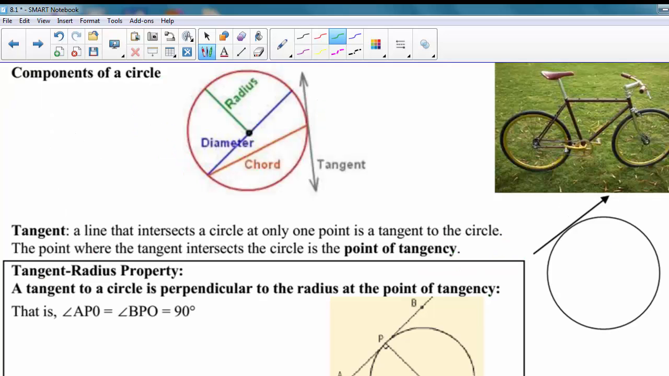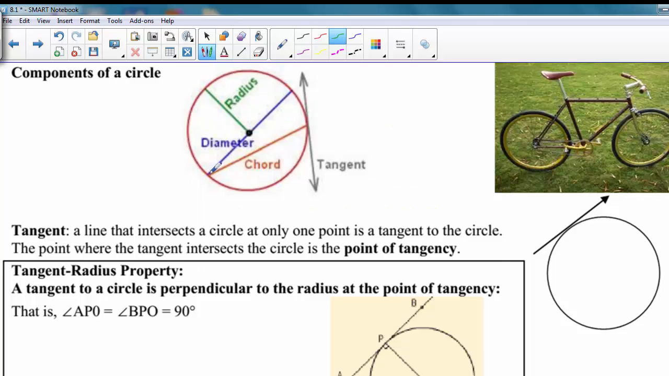Let's look at some components of our circle. There are some old components that we have already learned before. There are also some new components of a circle. The first one is, if I connect the center of a circle with any point on the circle, this line segment is called the radius.